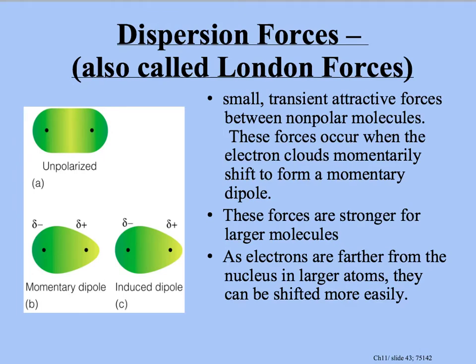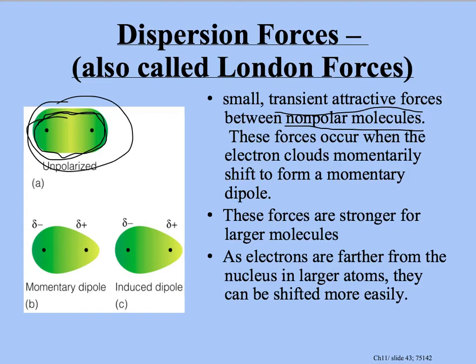Our next type of intermolecular force is called dispersion forces. You may also see them referred to as London forces. These are going to be between non-polar molecules, whereas the dipole-dipole forces were between polar molecules. Notice it says small transient attractive forces. What that means is normally we've got this non-polar molecule, and the greenish color is the electron density, which is basically evenly distributed among the two atoms in the molecule in this top unpolarized picture.